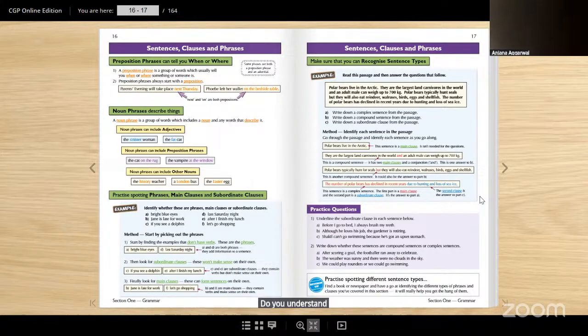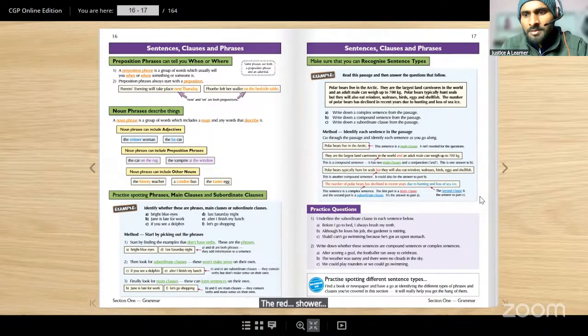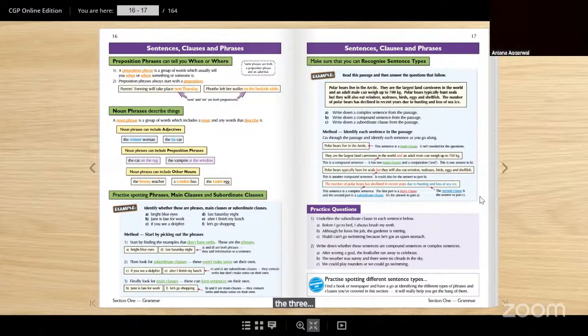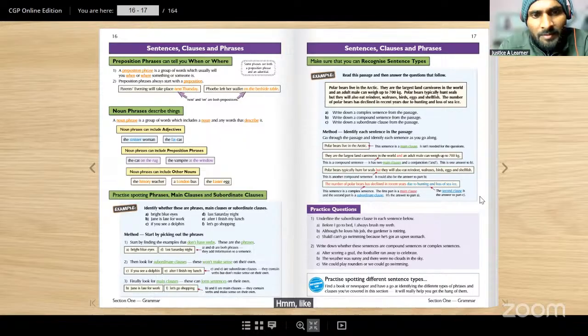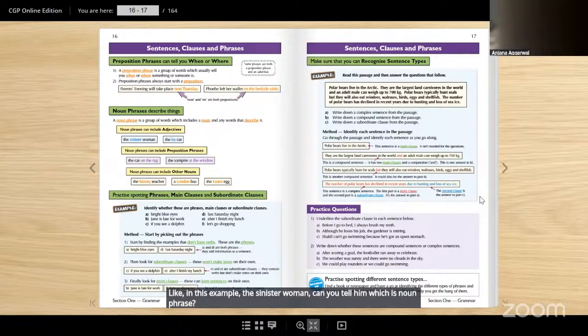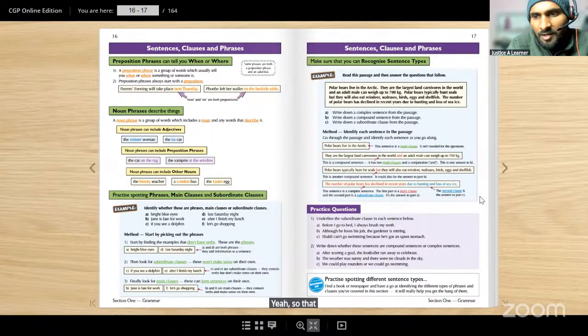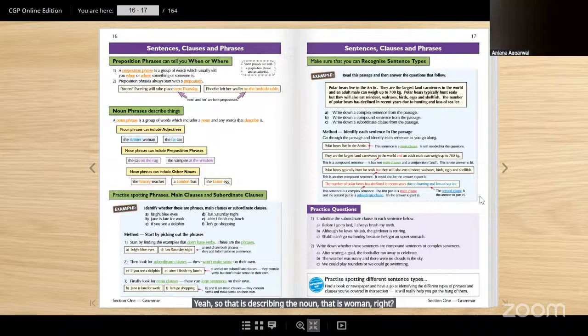Do you understand noun? A noun phrase is like the red cherry. Red cherry is describing cherry. So an adjective describing a noun is a noun phrase, right? Like in this example, the sinister woman. Can you tell me which is the noun phrase? Sinister woman. Yes, that is describing the noun, which is woman, right? Okay, I get it. The sinister woman, the fat cat.